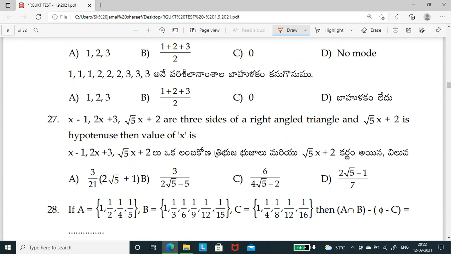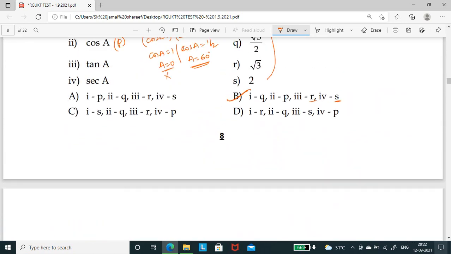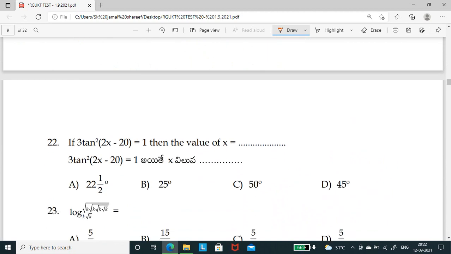Next, moving on to question number 22. If 3 tan square of 2x minus 20 is equal to 1, then find the value of x. Now let us see this. Simply what I can write, tan square of 2x minus 20 is equal to 1 by 3. So from this, tan of 2x minus 20 is equal to 1 by root 3.